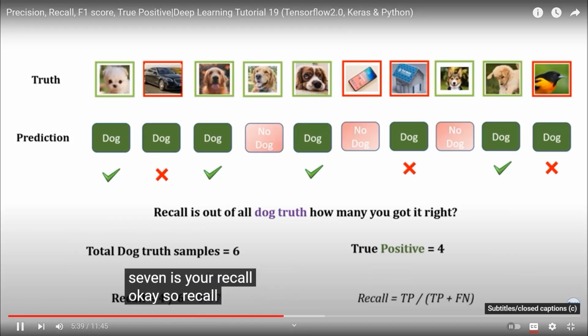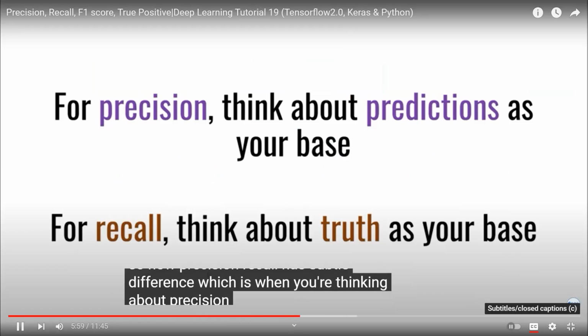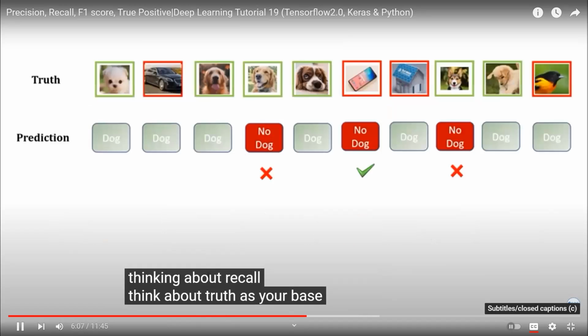So recall is basically: here's my truth, and in my truth I have 6 dog samples. Out of that, how many are we able to predict correctly? Precision and recall have a subtle difference. When you're thinking about precision, always think about predictions as your baseline. When you're thinking about recall, think about truth as your base.